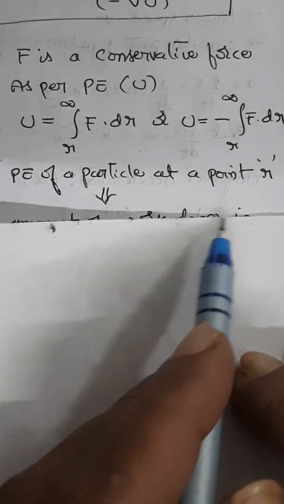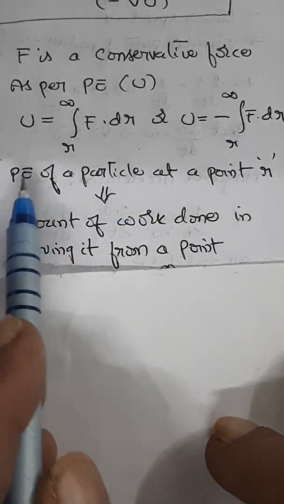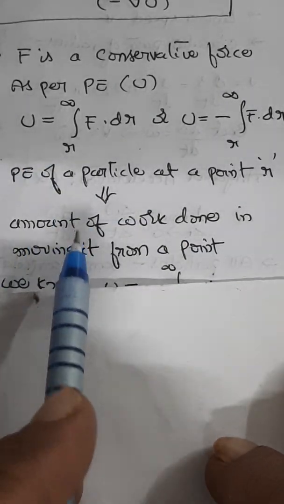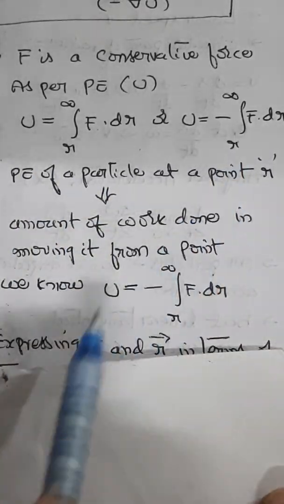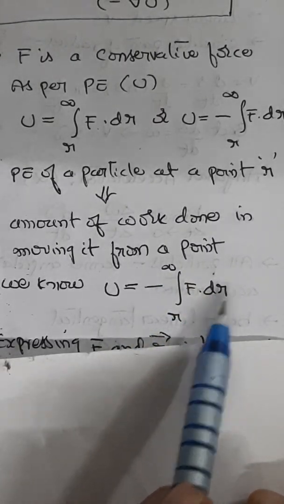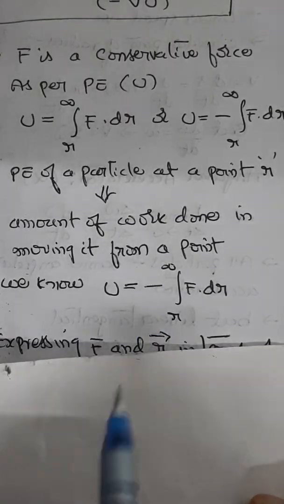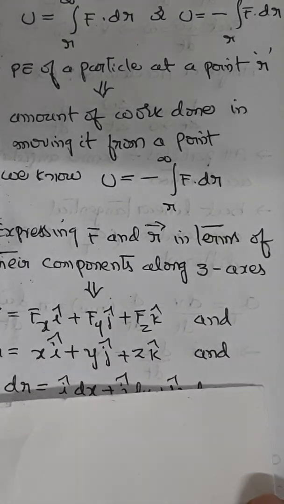But prior to that, what is the basis for referring like that? If the potential energy of a particle at a point R is to be measured, the potential energy is nothing but the amount of work done in moving that particle from that point to infinity. And that is what we are implementing: U is equal to minus the integral from R to infinity of F dot dr. Minus indicates it is working against the force, in the opposite direction. That's what it means. Now in this, the terms F and R are represented in terms of coordinates like this.